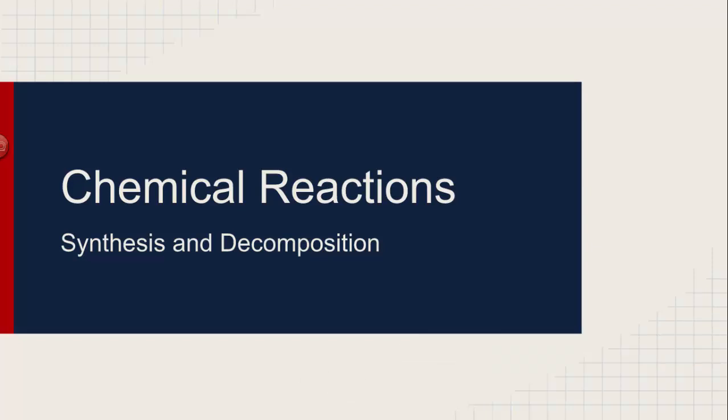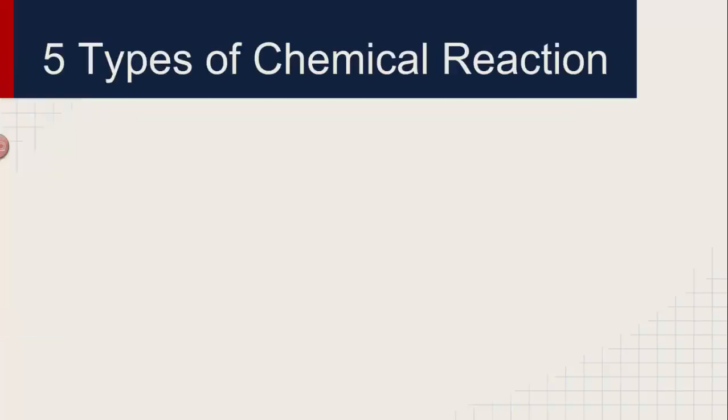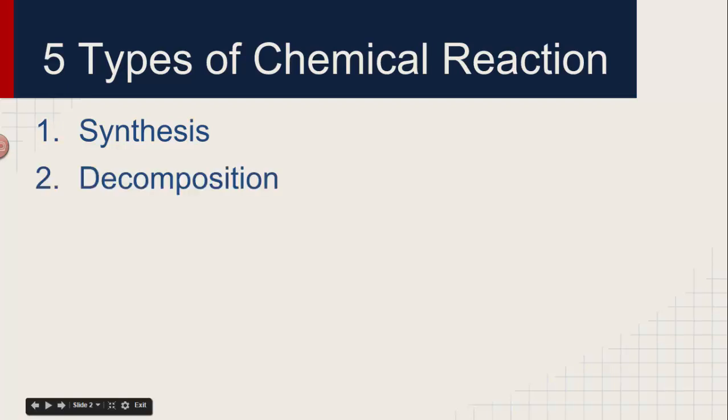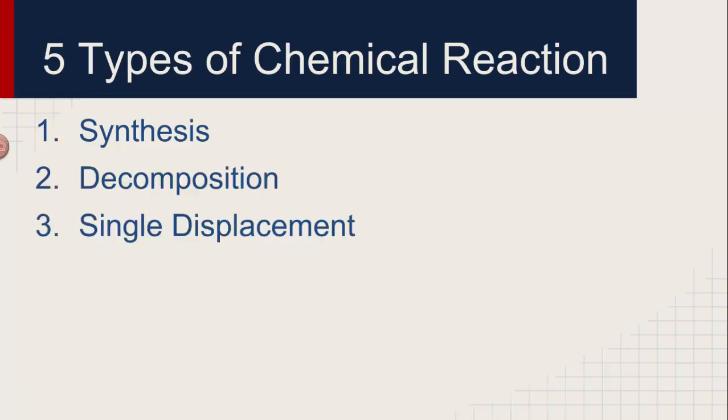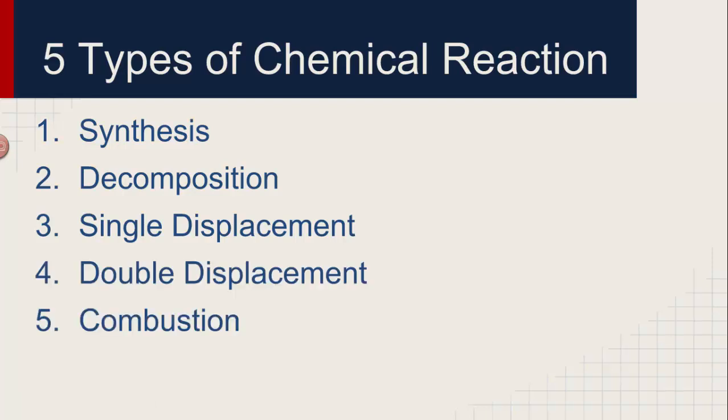So now that we know how to write and balance chemical equations, we're going to take a look at the types of reactions that we're going to encounter. In general, there are 5 types of chemical reaction that you need to be aware of. The first is called synthesis, decomposition, single displacement, double displacement, and combustion. These are the 5 types that we're going to learn.